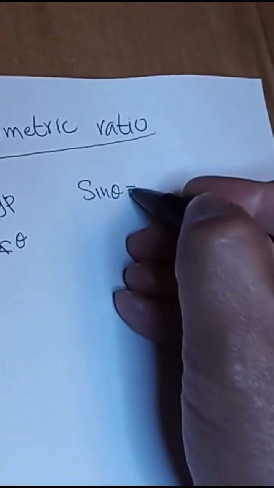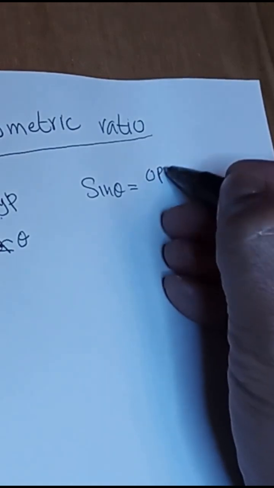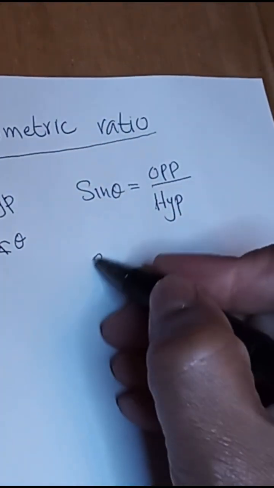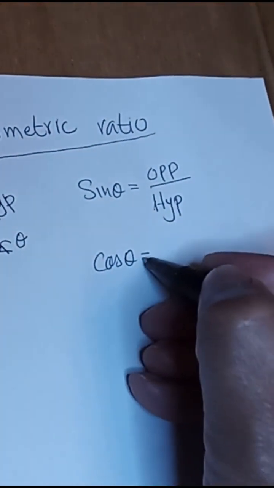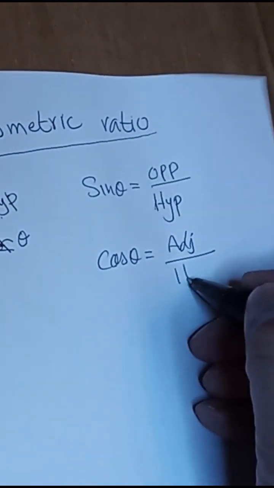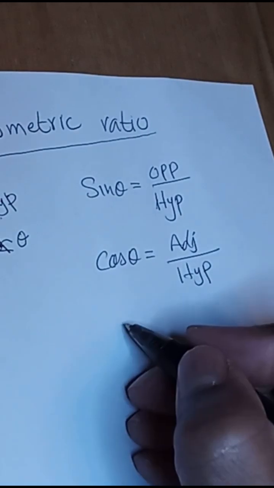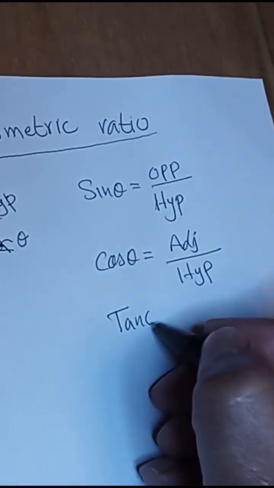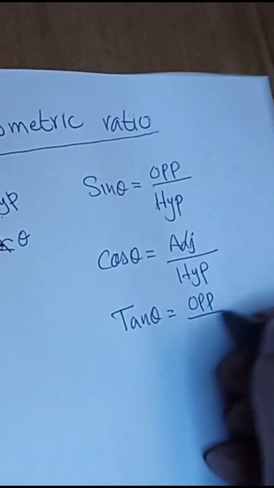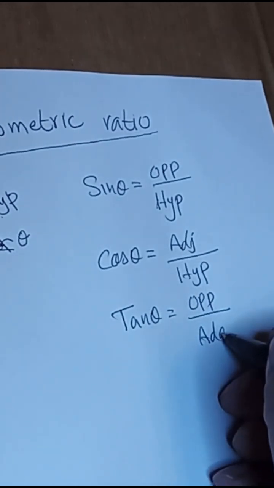So we know that sine theta is equal to opposite over hypotenuse. And then we have cos theta is adjacent over hypotenuse. And then we have tan theta is equal to opposite over adjacent.